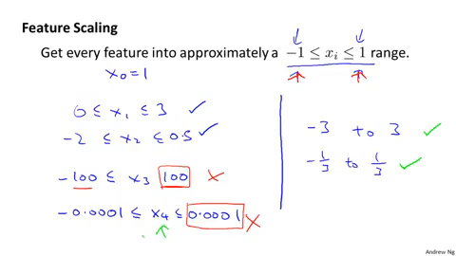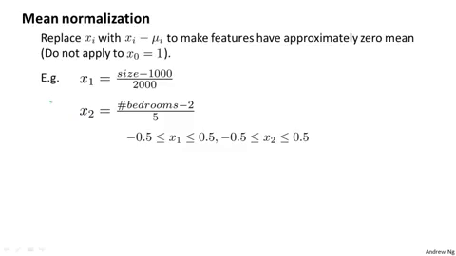So the take-home message is, don't worry if your features are not exactly on the same scale or exactly in the same range of values, but so long as they're all close enough to this, gradient descent should work okay. In addition to dividing by the maximum value, when performing feature scaling, sometimes people will also do what's called mean normalization. What I mean by that is that you might take a feature xi and replace it with xi minus mu i to make your features have approximately 0 mean.